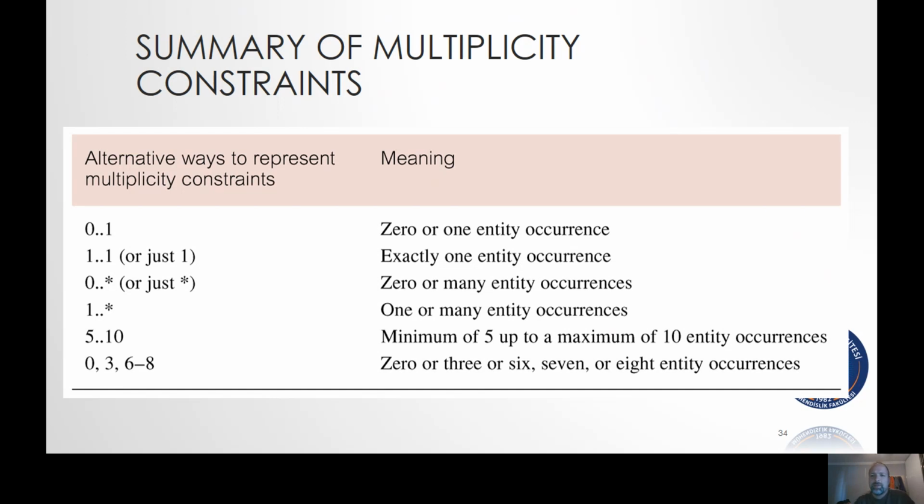But first, let's give a summary of some of these multiplicity constraints. If we see this 0 to 1, that means it could be 0 or it can be 1, but that's it. There can't be any more than 1 on this side. So the idea here is that participation is optional. We don't have to have 1, but if we do, we can only have 1.